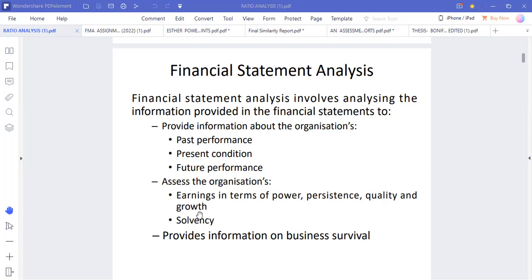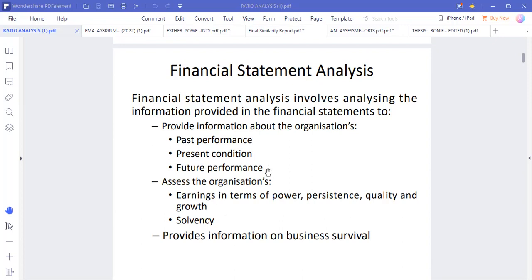It also helps you ascertain your solvency. Solvency basically is about understanding your ability to meet your short-term debt obligations. So financial statement analysis is also important because it provides information about business survival. Remember, there are three key reasons why a business must be in place. Number one, for profit making. Number two, for survival. Number three, for market share.